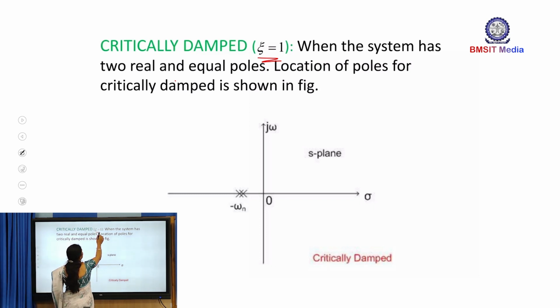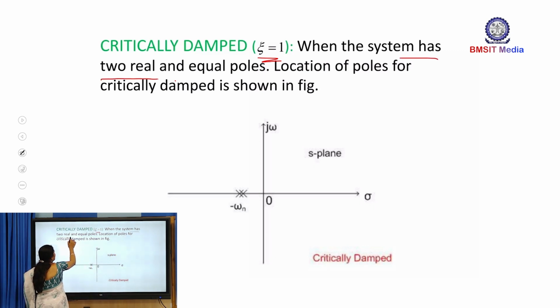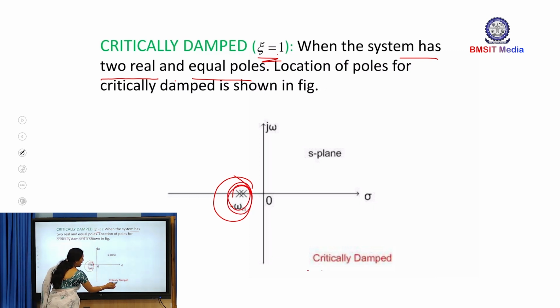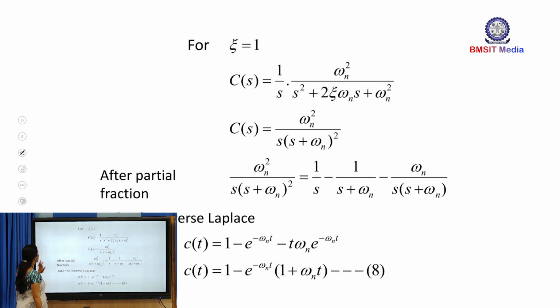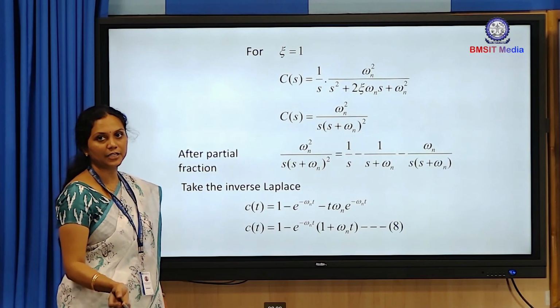Now, when the value of zeta is equivalent to 1, what is the substitution or assumption that we will be making? The system has two real and equal poles. So, if I am saying that the system has two real and equal poles, then this is the point at zeta equivalent to 1. So, I am making the substitution here, and what is this type of condition called? This type of condition is called the critically damped condition.